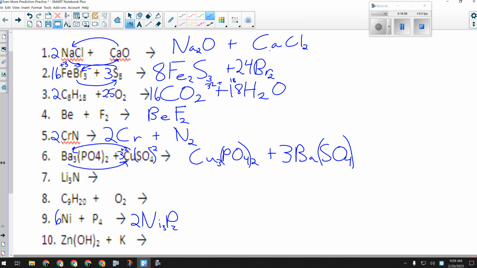Okay, so let's just double check everything. I've got 2 phosphates, 2 phosphates, 3 copper, 3 copper, 3 sulfate, 3 sulfate, 3 barium, 3 barium. Yep, it's balanced. Okay, that's about as involved as a double replacement reaction gets. All right, questions on number 6? All right. What kind of reaction is number 7?